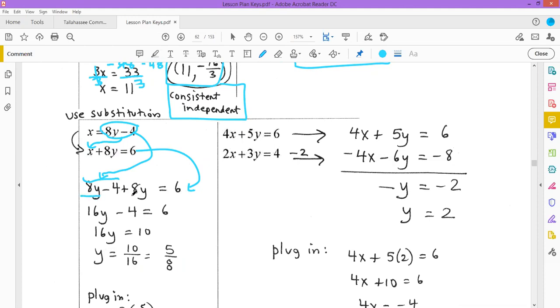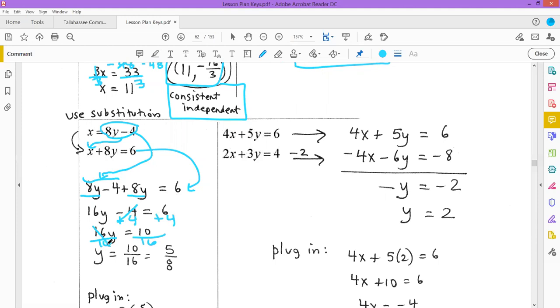Now we're going to combine like terms. On this left side of the equation, 8y plus 8y is 16y. Carry down our minus 4, carry down our equal sign, and the 6 on the right side of the equation. So to solve, we're going to add 4 to both sides of this equation. The 4's will cancel on the left, and we'll have 16y equals 6 plus 4, or 10, on the right side of that equation. Lastly, you're going to divide both sides of this equation by 16.